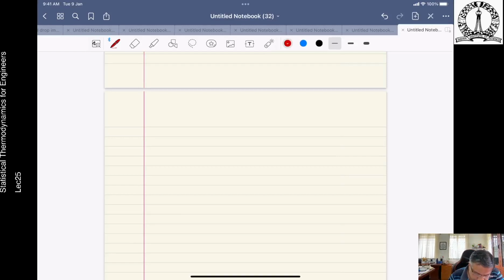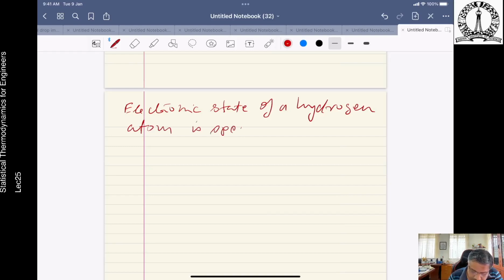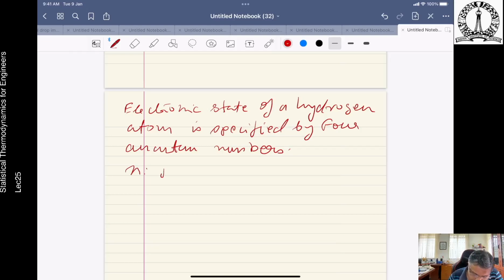As we told in the previous lecture, the electronic state of a hydrogen atom is specified by 4 quantum numbers. Let us see which quantum number does what. N, which is also the principal quantum number, determines the electronic energy.